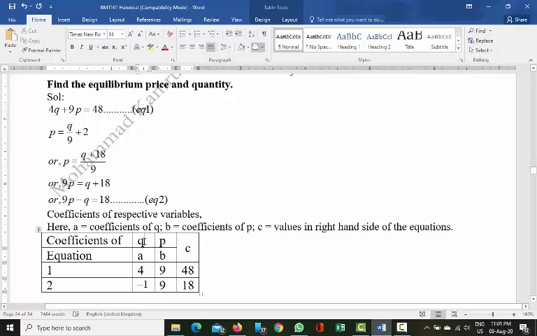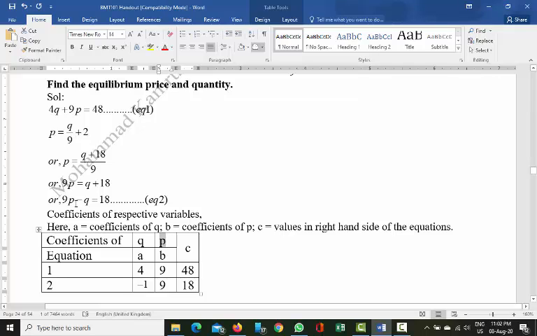So here we have two variables, p and q, and two equations. The first equation is 4q plus 9p is equal to 48, and the second equation is 9p minus q is equal to 18. Suppose q is the first variable and p is the second variable. In the first equation, the coefficient of q is equal to 4, and the coefficient of p is equal to 9.